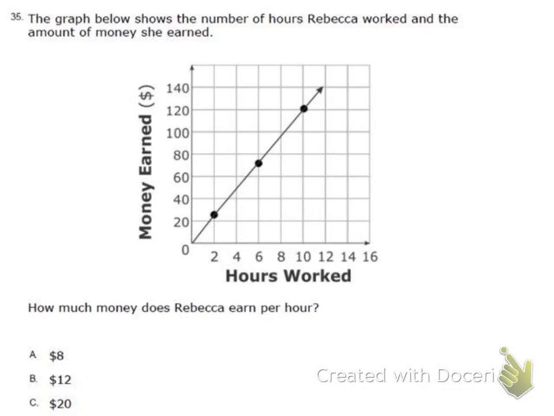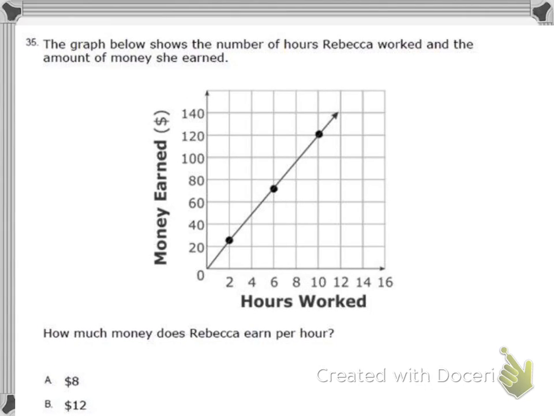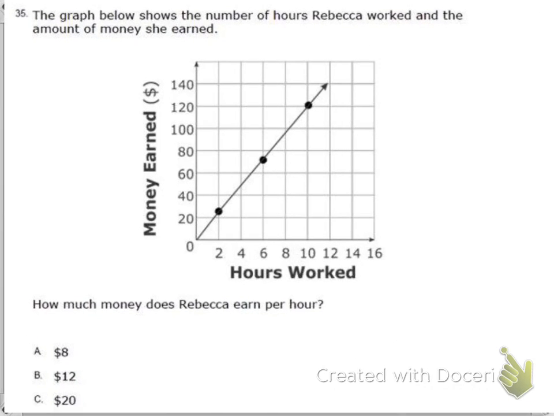Let's try another one. The graph below shows the number of hours Rebecca worked and the amount of money she earned. So the x-axis is hours worked. The y-axis is how much money she earned. So how much money does Rebecca earn per hour? All right, now we have to be careful because the scale is by 2s. And the money is by 20s.